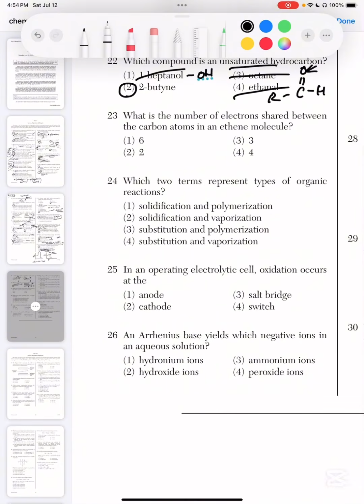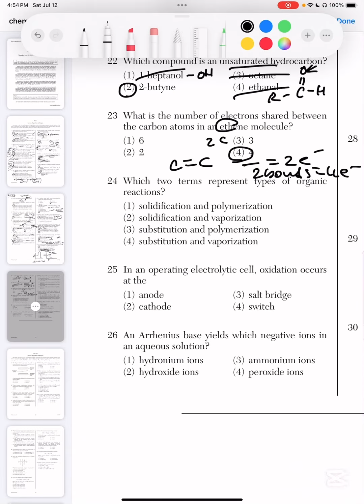Next one, what is the number of electrons shared between the carbon atoms in an ethene molecule? So there's 2 carbons, so the double bond has to be between them. So if there's a double bond, one bond is 2 electrons, 2 bonds is 4 electrons.